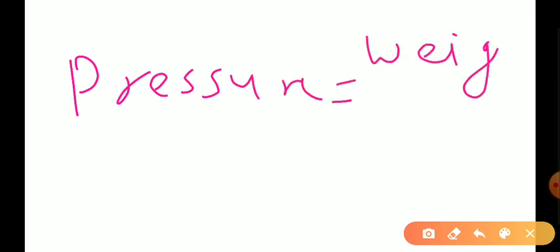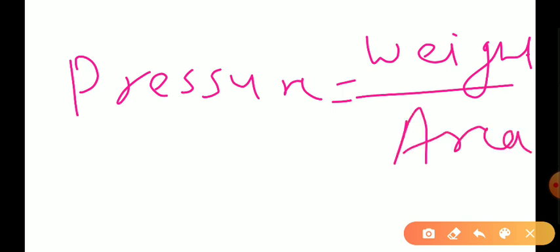Pressure is equal to weight upon area. So this formula you can use to solve table number 3. You can try it. If you're not getting it, you can post to me, then I will give you the result for it.